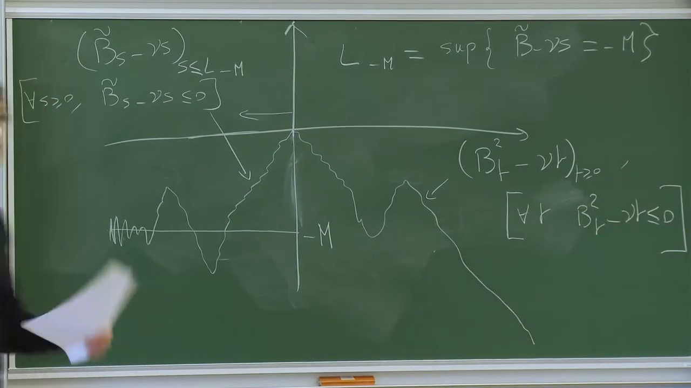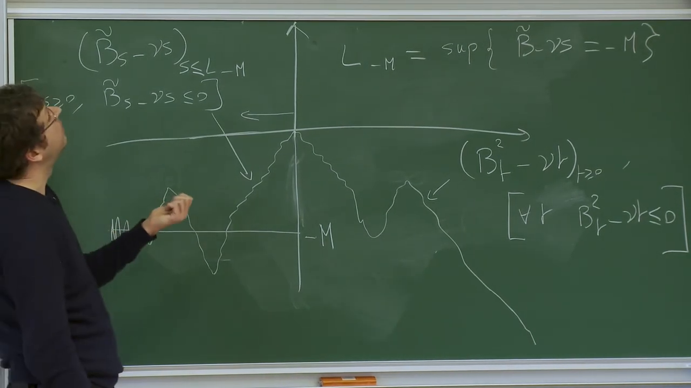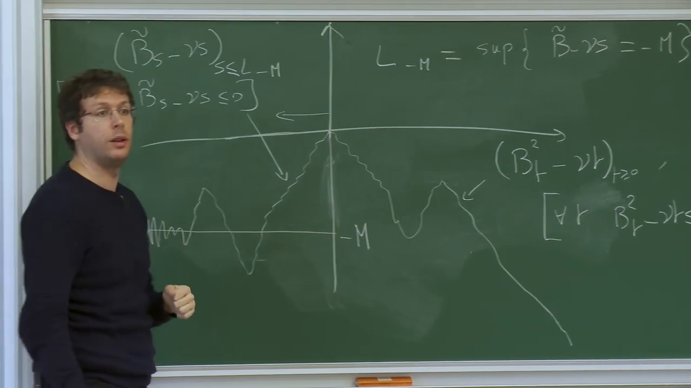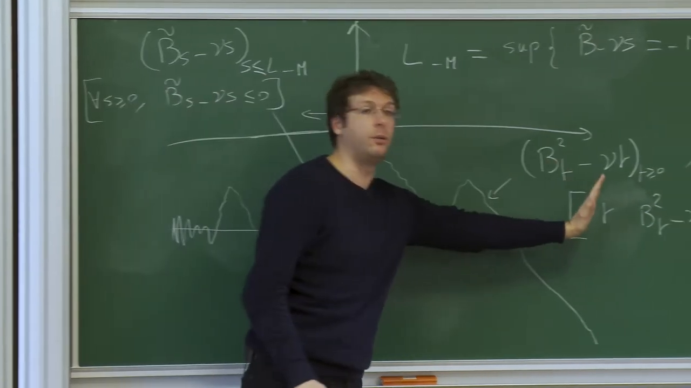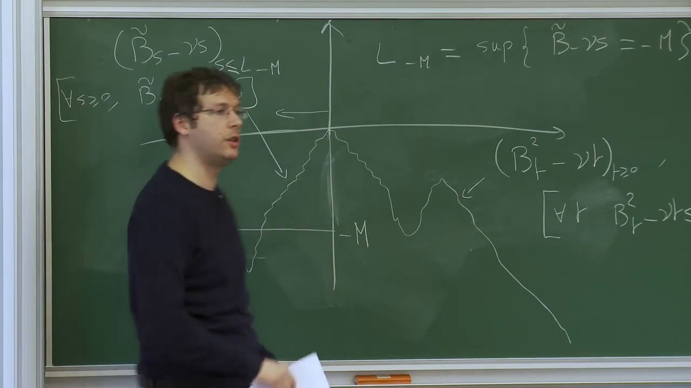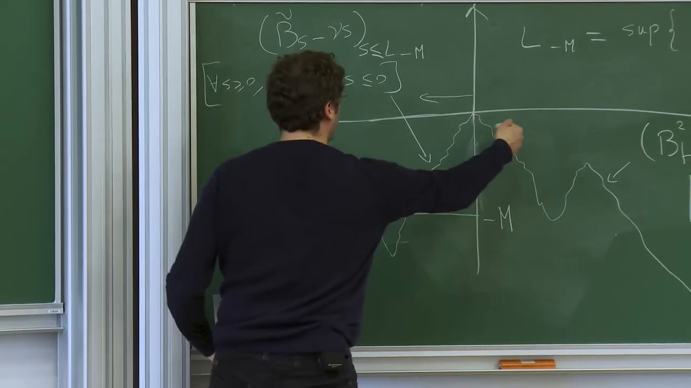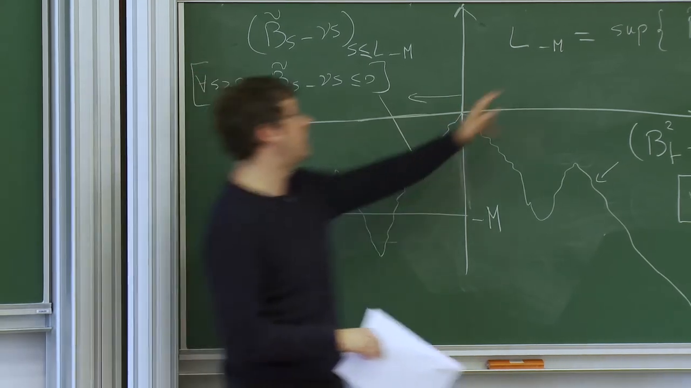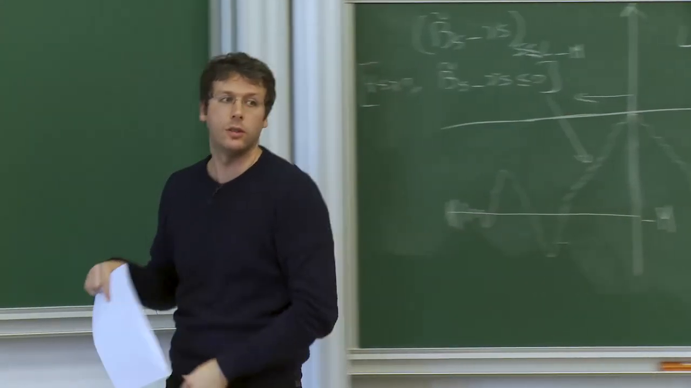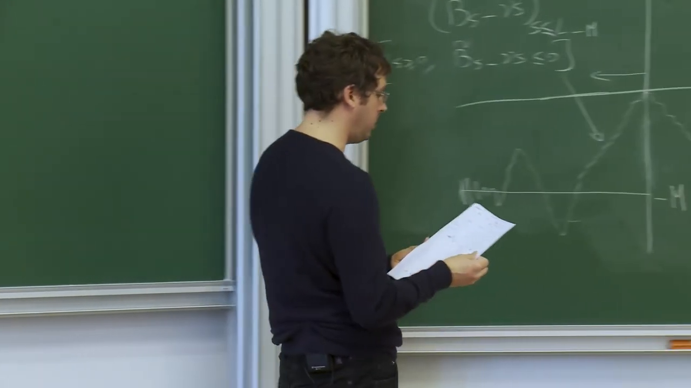So the take-home message is when I decompose my trajectory of the Brownian motion around the maximum, I first sample the maximum according to an exponential variable, and then if I recenter, what do I get on the right? I get a Brownian motion conditioned to be negative with the same drift, and on the other side, if I look at it this way, I get the same thing, but I stop it at the last time it hits minus m. So that's the Williams decomposition lemma that we're going to use.